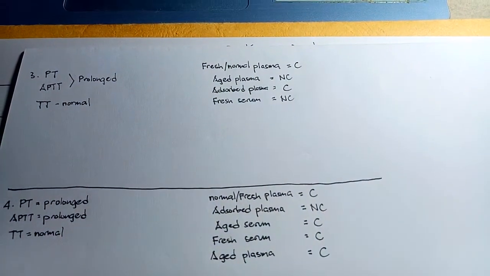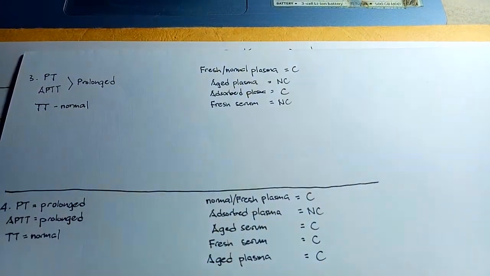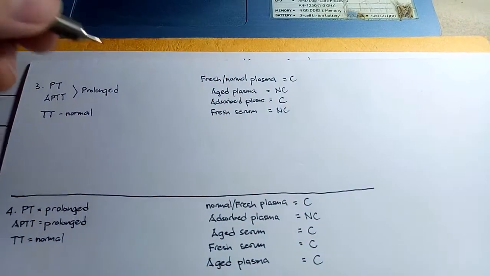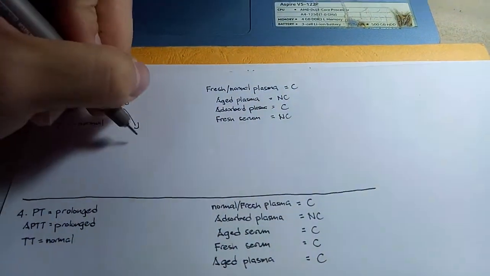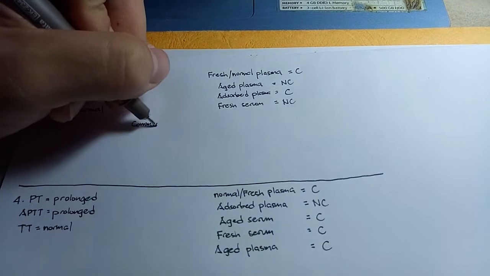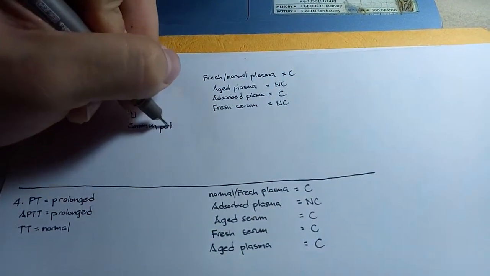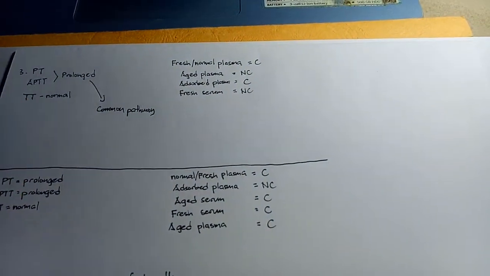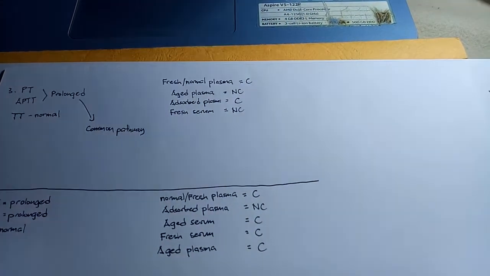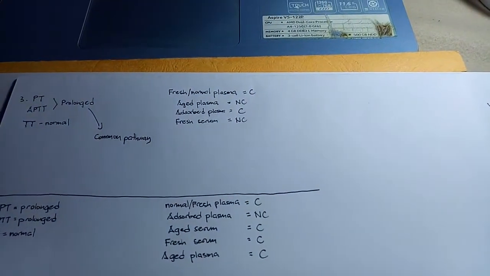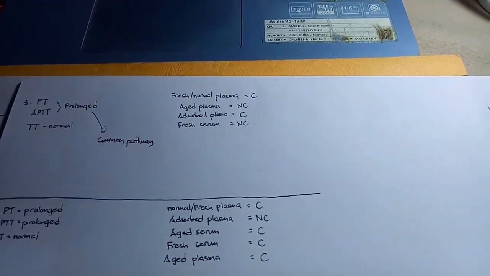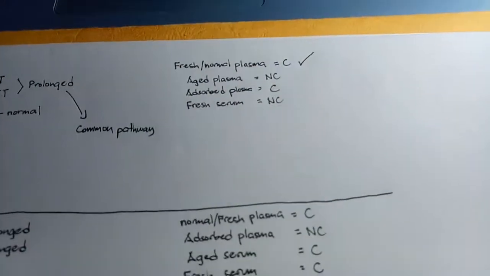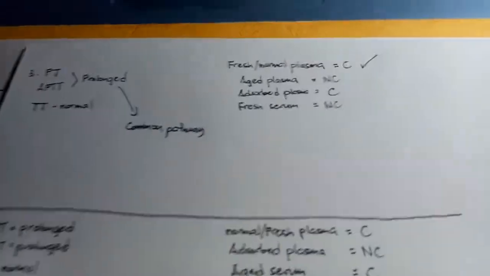Okay, next, number 3. So, both PT and APTT are prolonged and the thrombin time is normal. So, if both PT and APTT are prolonged, it only means that the missing factor belongs to the common pathway. The given here is fresh or normal plasma. It is corrected. Why? Because syempre, fresh or normal plasma contains all coagulation factors. So malamang corrected talaga yan.